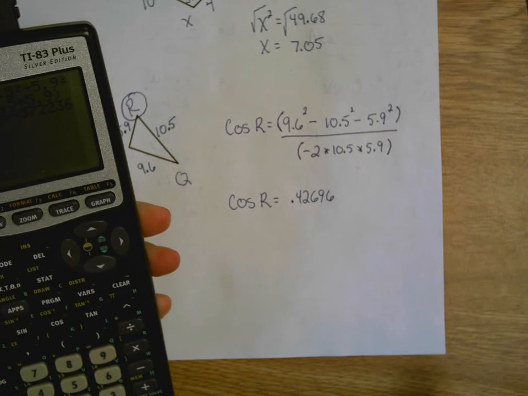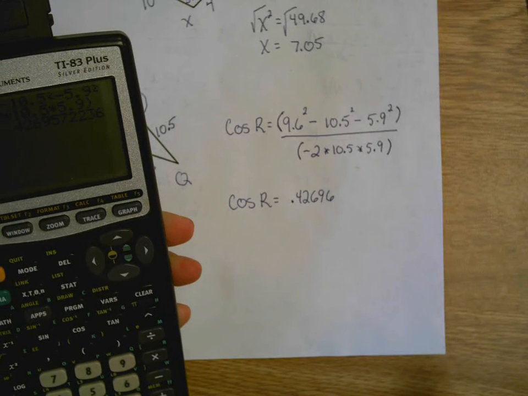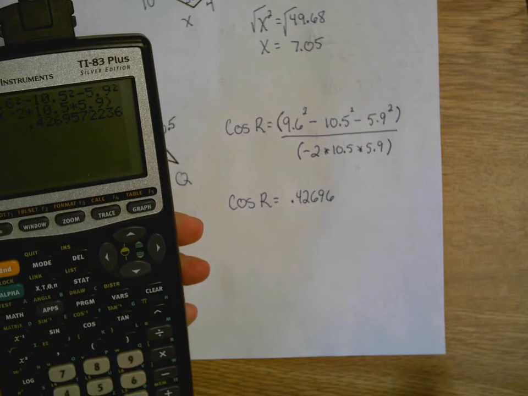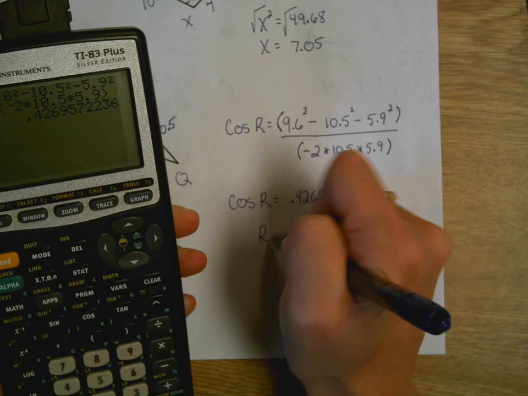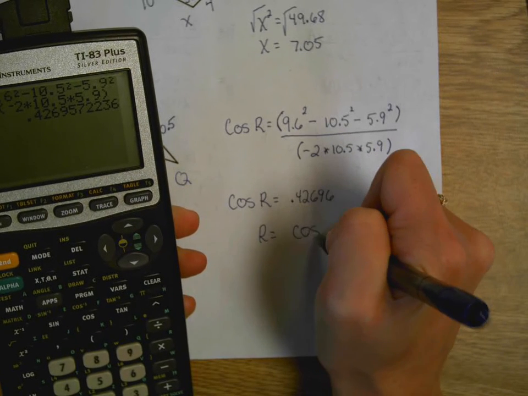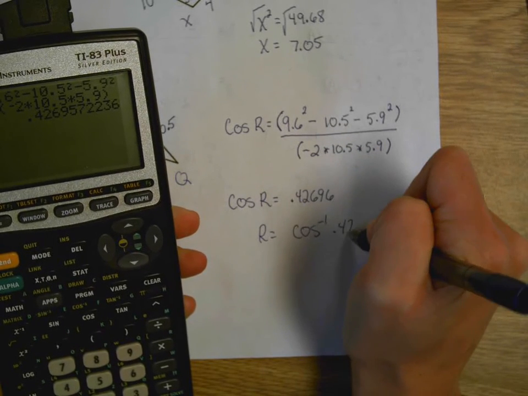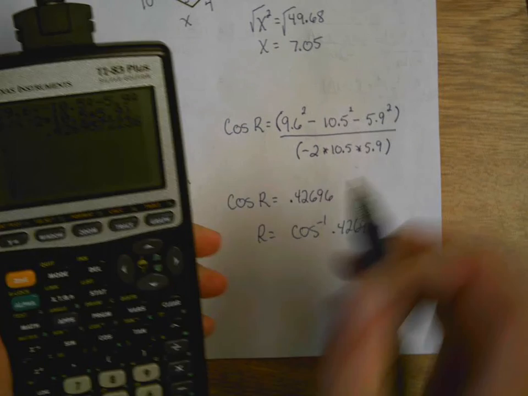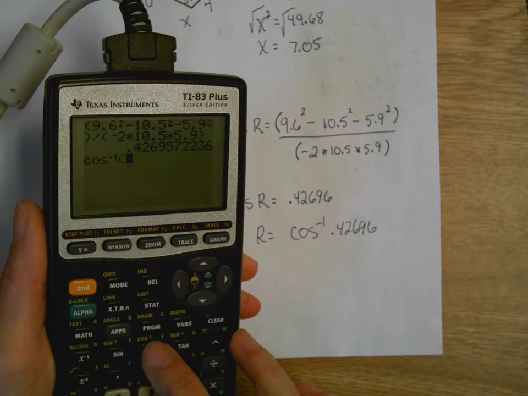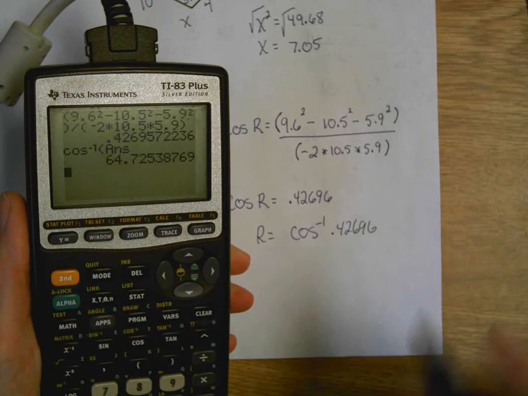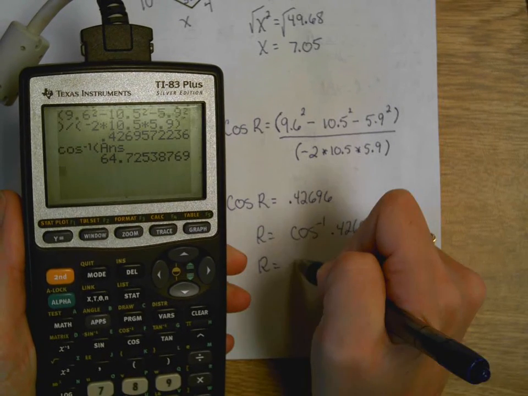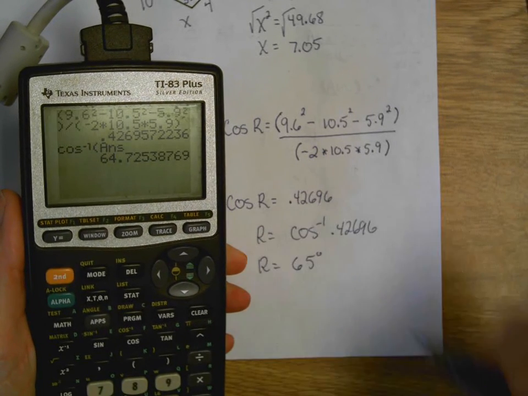Any problems getting that .42 number? If you did, try it again. And now how do I get R? Inverse cosine of that decimal. Inverse cosine of my last answer. About 65 degrees.